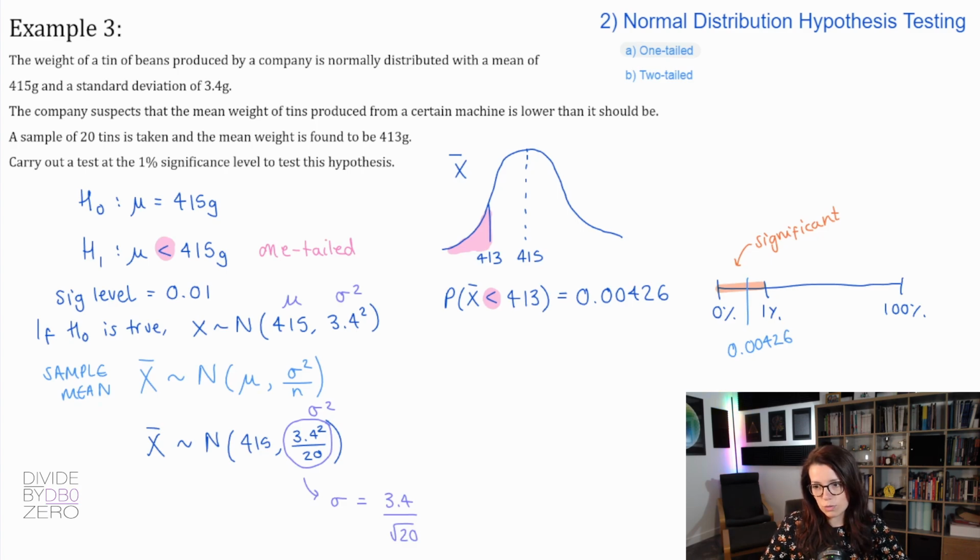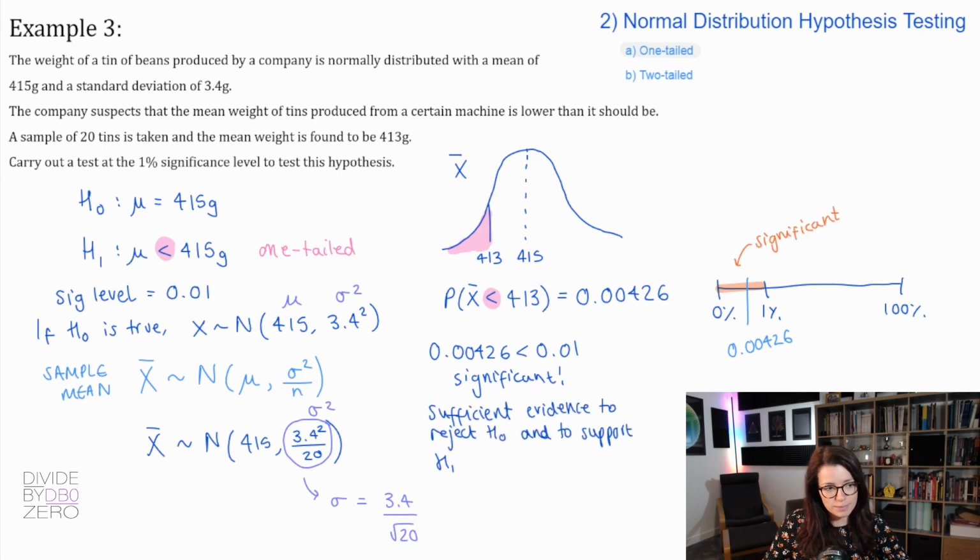So we write 0.00426 is less than 0.01, significant. This then allows us to write our conclusion. So we say something like sufficient evidence to reject H0 and to support H1 that the mean weight of the tins produced from the machine is lower than it should be.